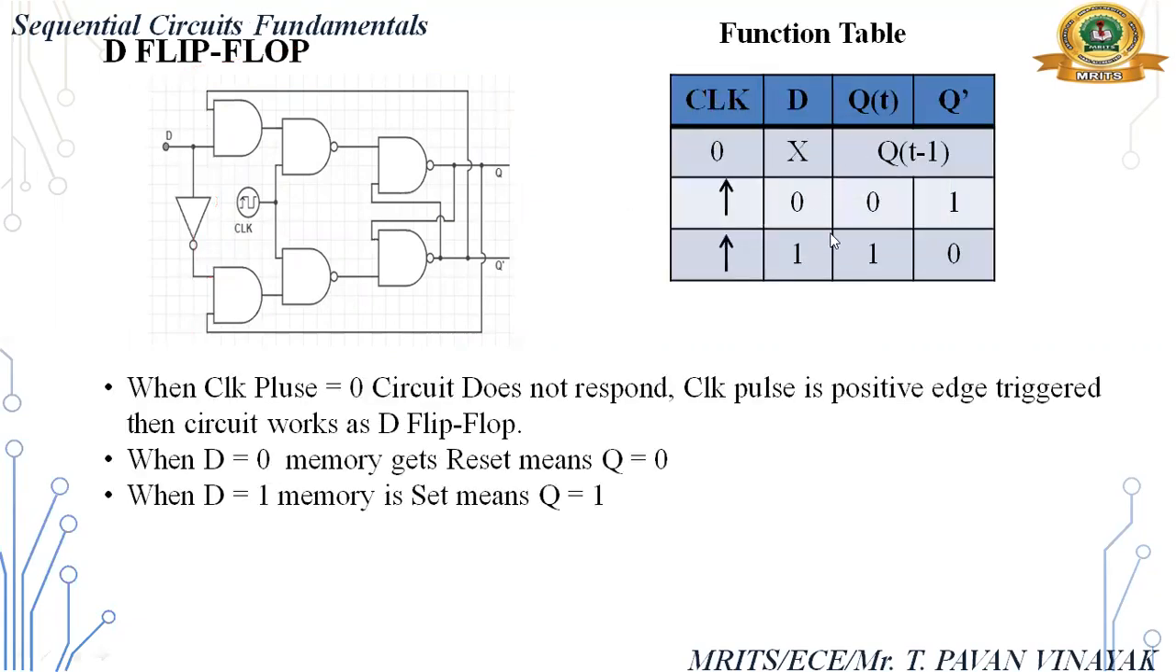So see, whenever D is 0, Q of T is 0. Whenever D is 1, Q of T is 1. Whenever clock is 0, it is the previous state. It is a D flip flop.